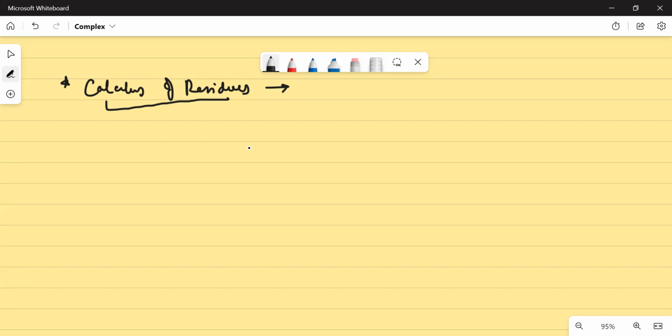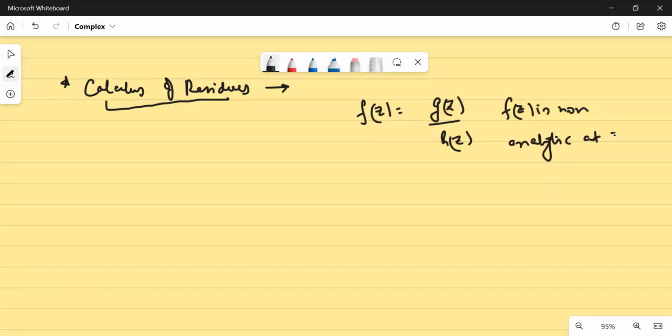I think this was the case where your function f(z) can be expressed as a quotient of two analytic functions, and f(z) is non-analytic at z equal to z naught. Then how to find the residue of the particular function? Understand my point that g(z) and h(z) are both analytic at z equal to z naught, and further two conditions: g dash z naught should not be equal to 0 and h dash z naught should not be equal to 0.